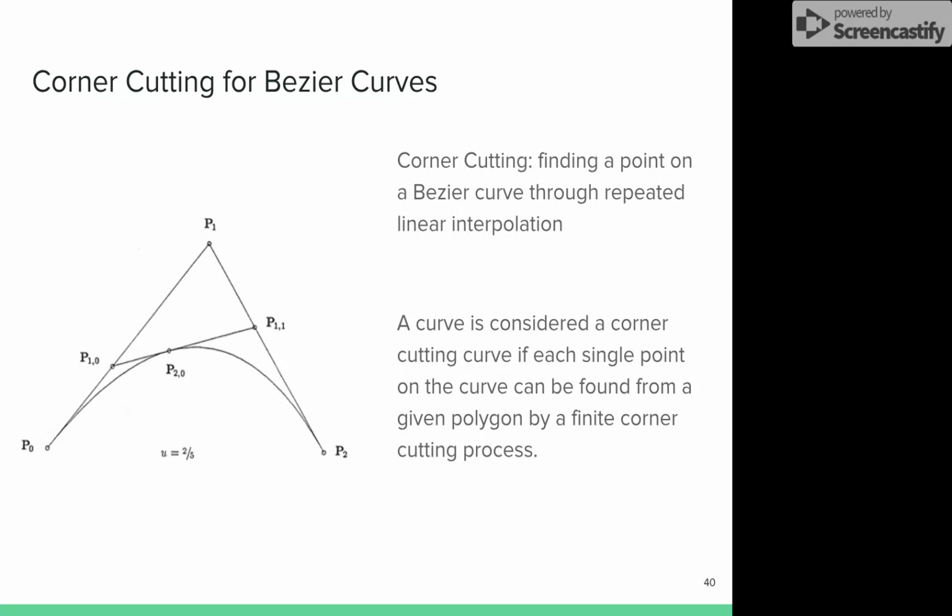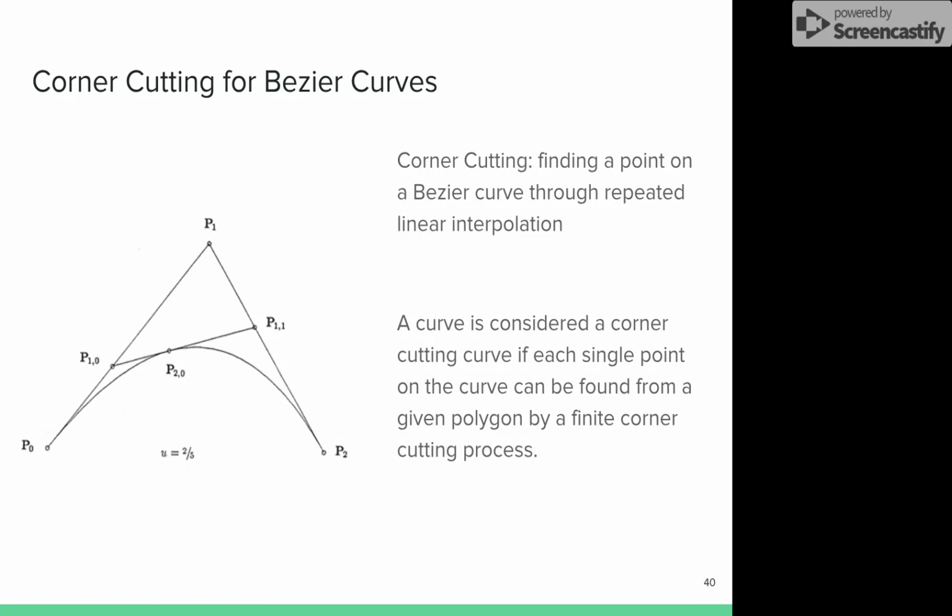Let's talk about corner cutting process for Bezier curve now. The corner cutting process for Bezier curve is actually a very popular process. What is corner cutting though? It's finding a point on a Bezier curve through repeated linear interpolation. And a curve can be considered a corner cutting curve if every single point on that curve can be found from a given polygon through a finite corner cutting process. So if you're given a polygon and you perform a finite number of corner cutting processes on that polygon, and you're able to get every single point on a curve through doing that, then that curve is a corner cutting process curve.